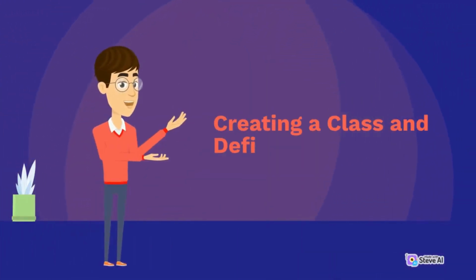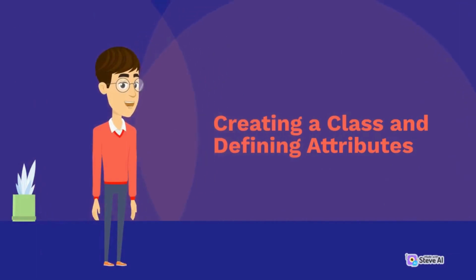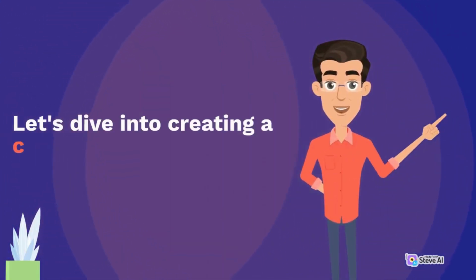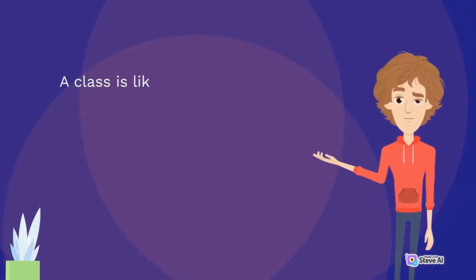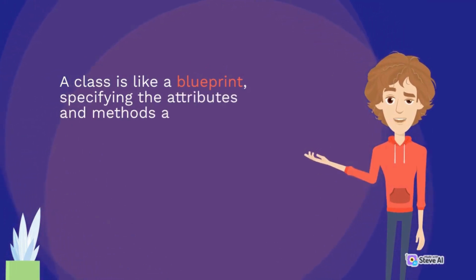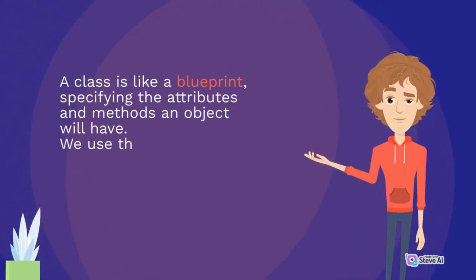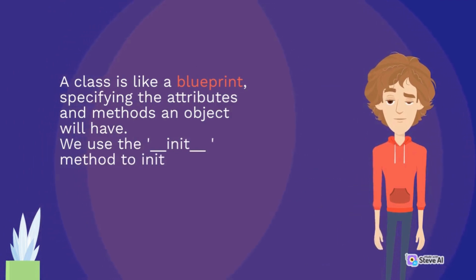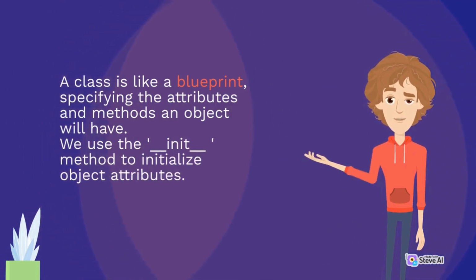Creating a class and defining attributes. Let's dive into creating a class. A class is like a blueprint, specifying the attributes and methods an object will have. We use the __init__ method to initialize object attributes. Let's look at an example.